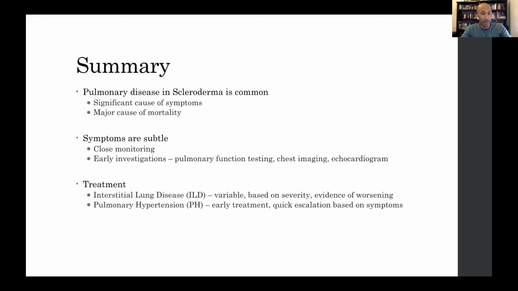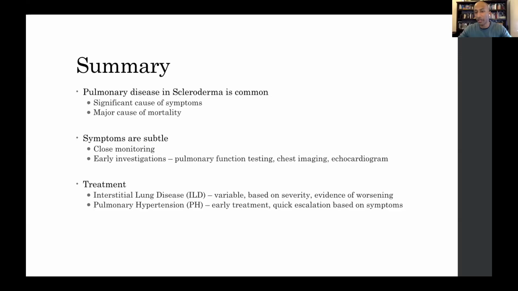Okay, so in summary, pulmonary disease in scleroderma is actually quite common. A lot of times the disease could be fairly mild, but it could be a significant cause of symptoms, and it is a major cause of mortality in scleroderma. Symptoms are very subtle, so it's important to monitor individuals very closely. Consider early investigations with pulmonary function testing, chest imaging, or an echocardiogram. Those are things we should be doing routinely, and certainly we should do them more frequently or urgently if symptoms are present. In terms of treatment for interstitial lung disease, it's variable.